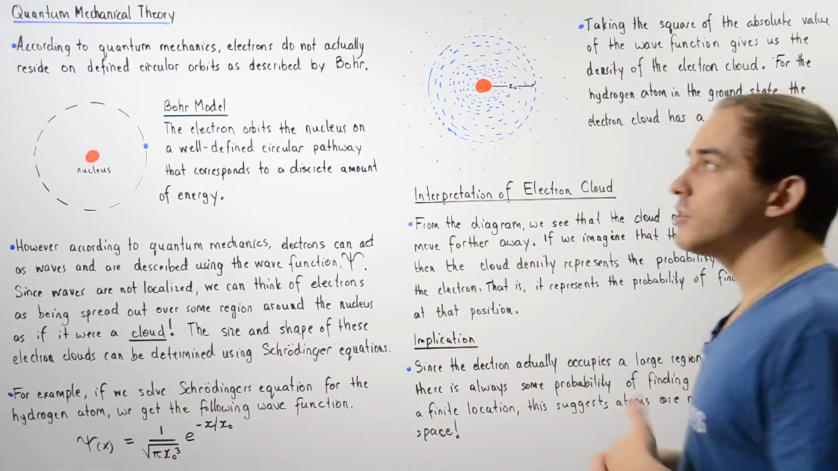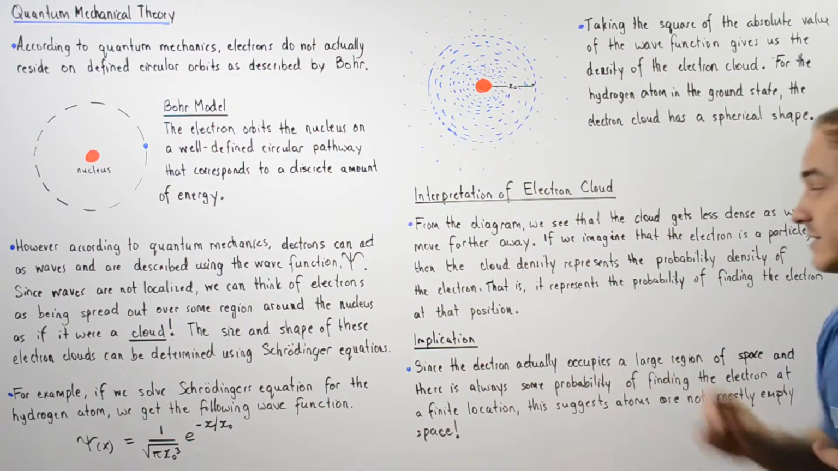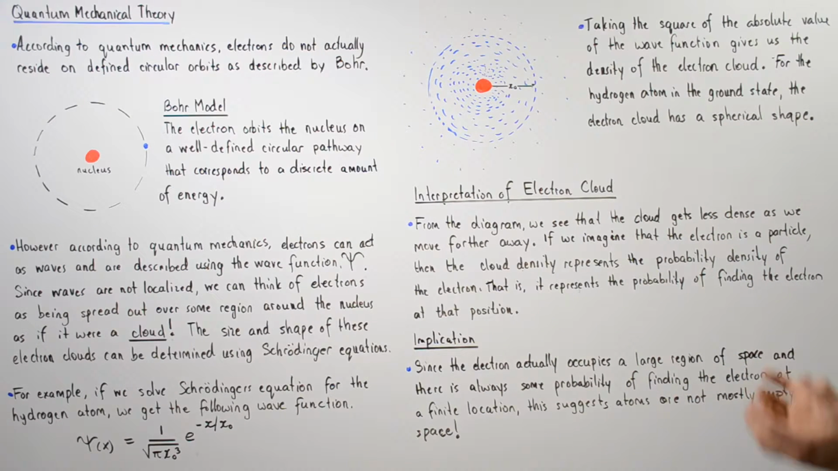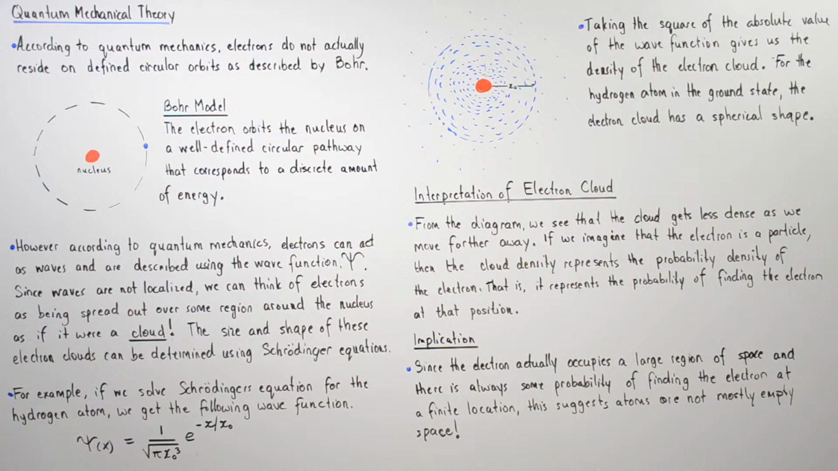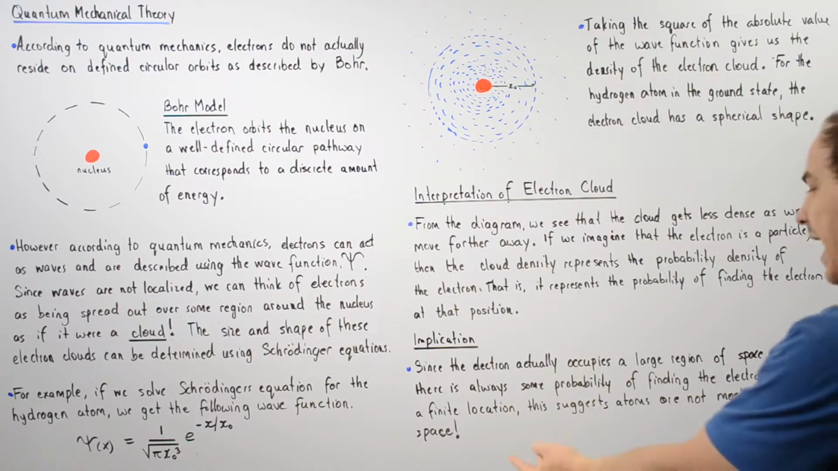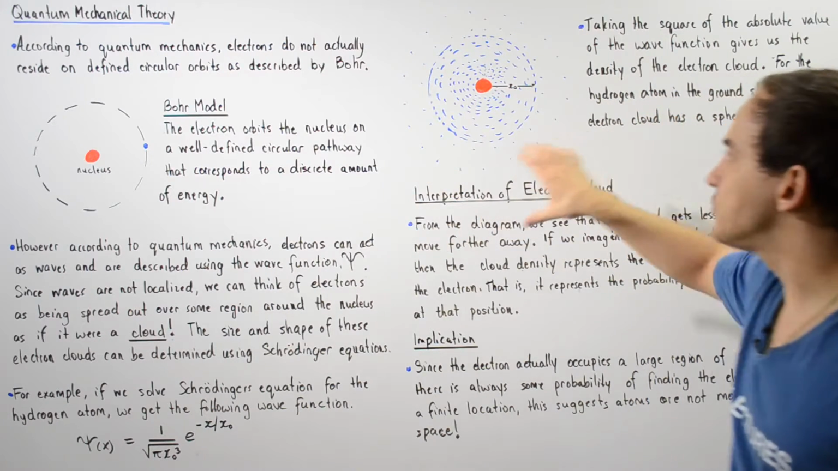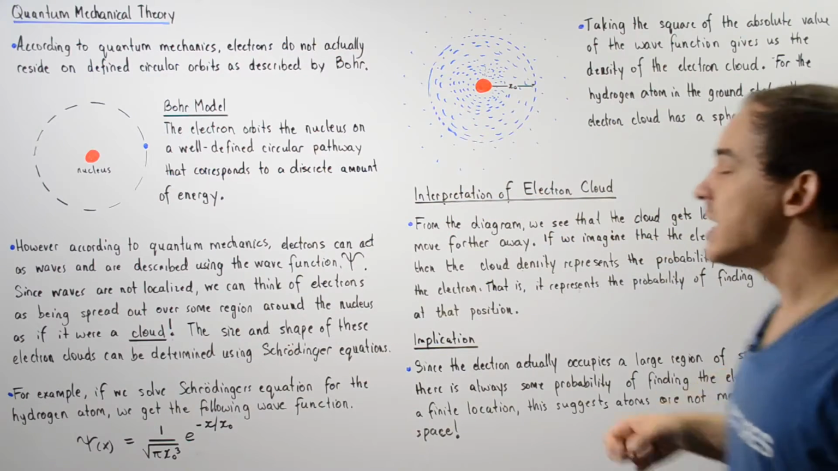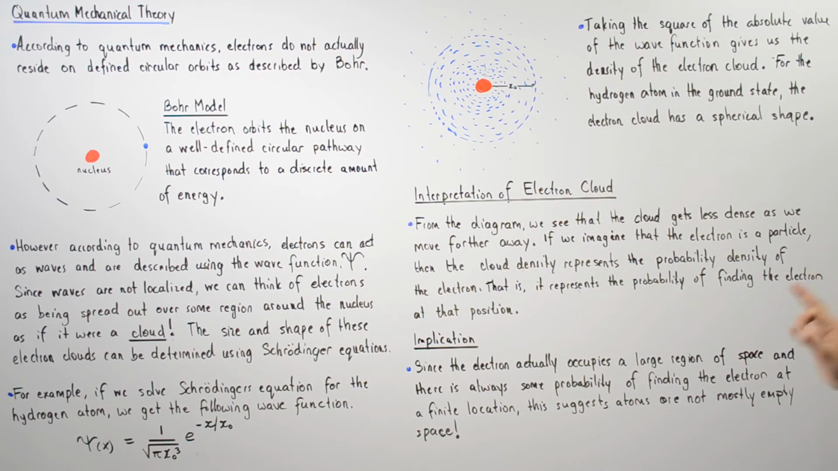Now, what exactly are the implications of the quantum mechanical theory of our atom? We see that since the electron actually occupies a large region of space because we treat our electron as if it was a wave and not a particle, and because there is always some probability of finding the electron at some finite position x, as per this equation, this idea suggests that atoms are not mostly empty space, because at any given location around the center of our nucleus, around the center of the atom, there is some amount of probability that the electron is found within that specific region.